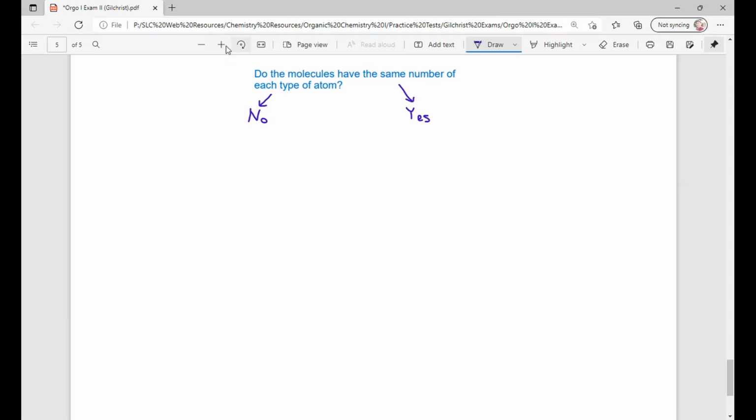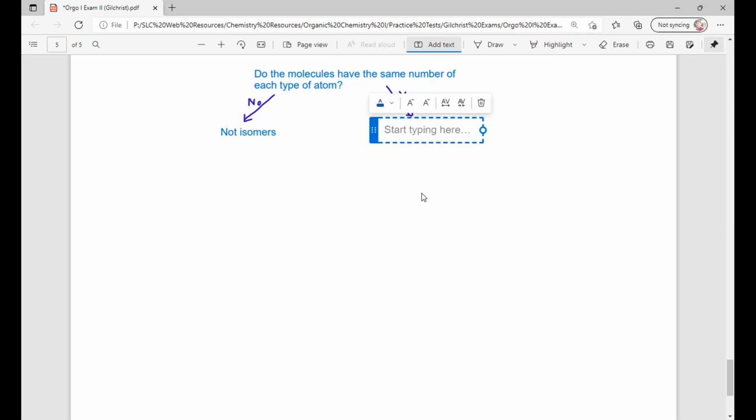Well, actually, I'm going to be more fancy. Sorry, hold on just a second. Moderately more fancy. So if it's no, yes. Okay. So no, they are not isomers. Not isomers of any kind.